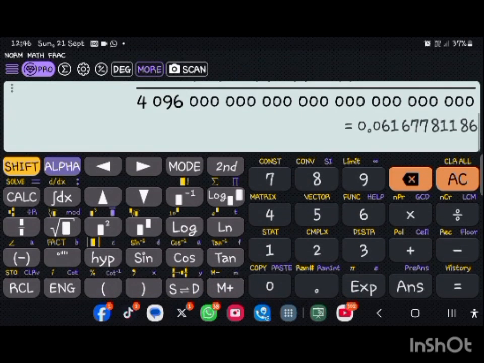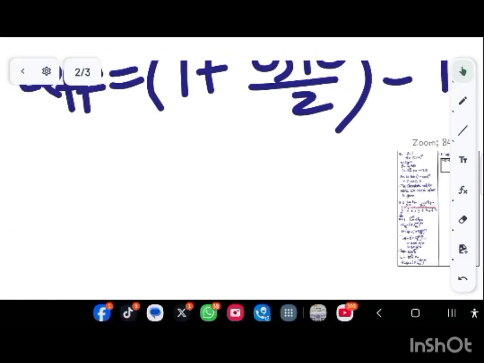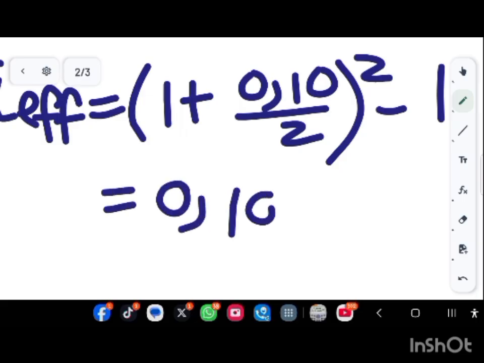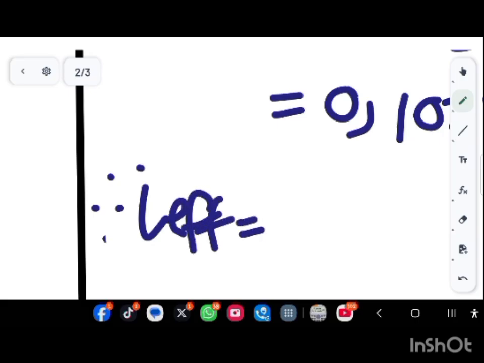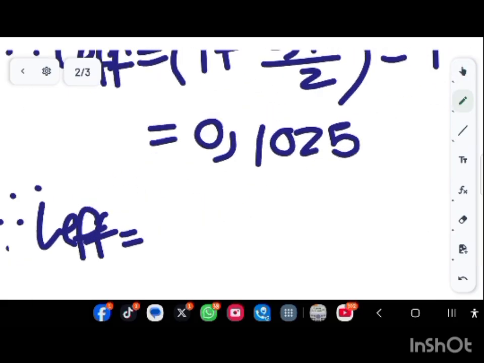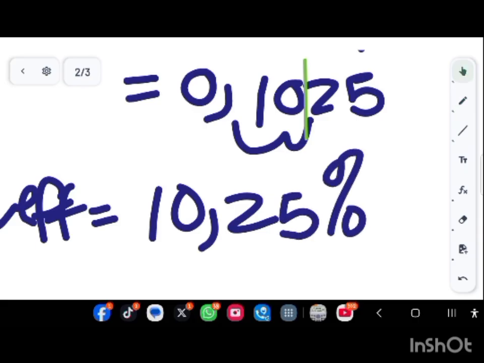Go back to the calculator, let's calculate that. So that will be 1 plus 0.10 over 2 raised to the power of 2 minus 1, and that will give us an answer of 0.1025, giving us an interest rate of, 2 steps to the right, 10.25%. These are the effective interest rates.